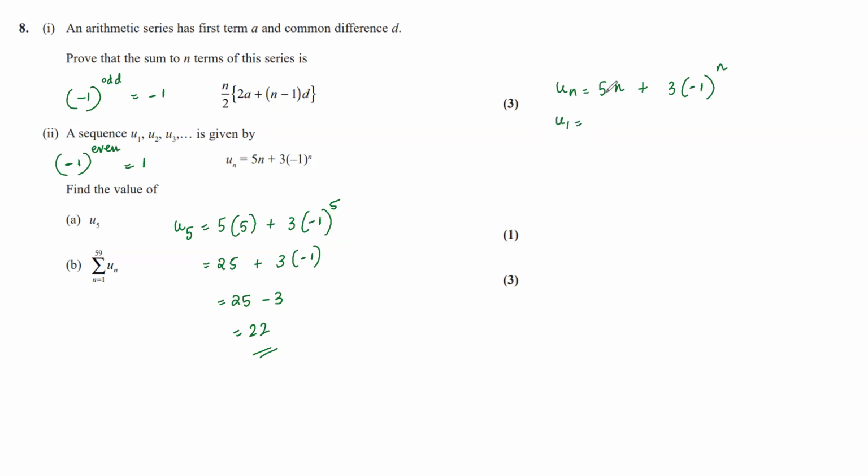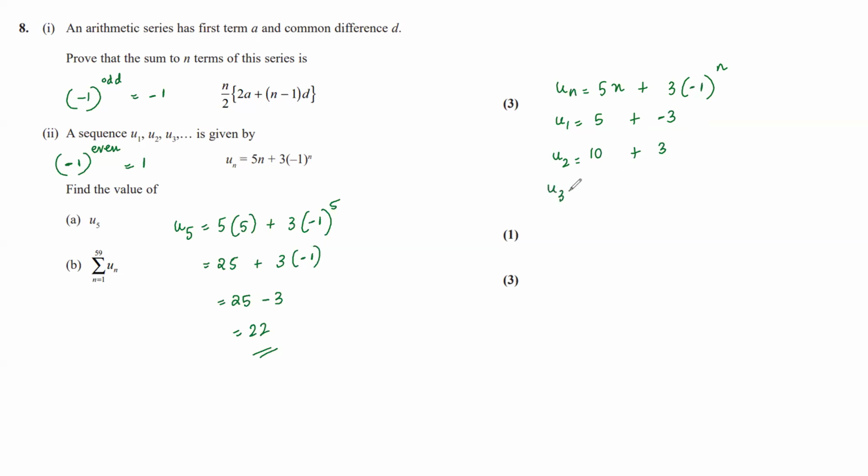So first term will be what? 5 into 1, instead of n you replace it with 1. So 5 into 1 is 5 plus 3 into minus 1 to the power of 1. 1 is an odd number, so 3 into minus 1, that is minus 3. Second term, 5 into 2 is 10 plus 3 into minus 1 to the power of 2. n will be replaced by 2, an even number. Minus 1 to the power of 2 is positive 1, so 3 into 1 is 3.